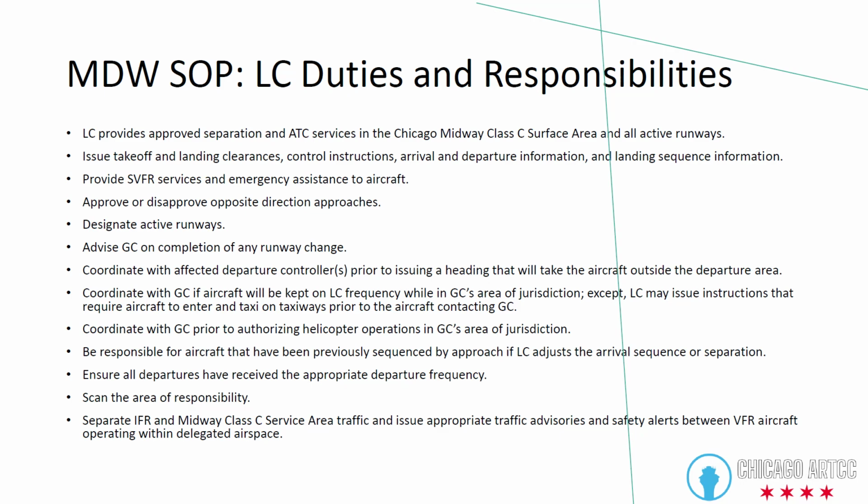Midway SOP local control duties and responsibilities. So out of the SOP document, local provides approved separation and ATC services in the Chicago Charlie service area and all active runways. Of course, issues takeoff and landing clearances. Provides special VFR services and emergency assistance to aircraft. Approve or disapprove opposite direction runway approaches. Designate active runways. Advise ground control on completion of any runway change.